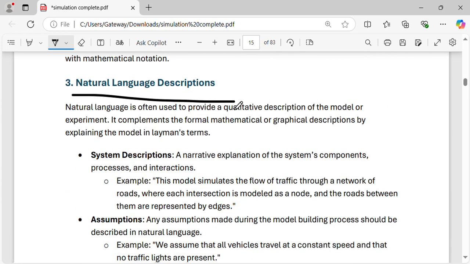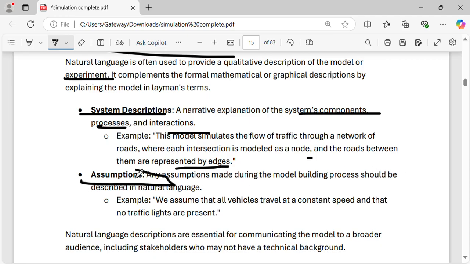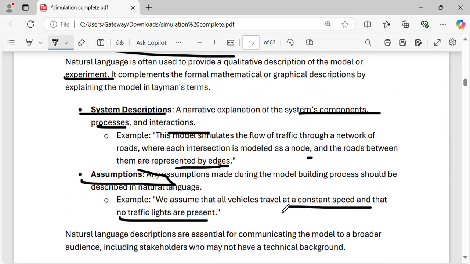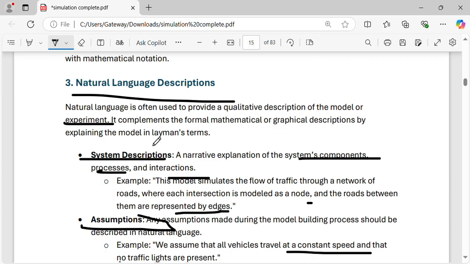Natural language descriptions, you can use system descriptions. Natural language is often used to provide a qualitative description of the model or the experiment. A system description is a narrative explanation of system components, processes, and interactions, like this: this model simulates the flow of traffic through a network of roads where each intersection is modeled as a node and the roads between them are represented by edges. Then we can make some assumptions during the system description, that we assume that all vehicles travel at a constant speed and that no traffic lights are present, right? So we use descriptive language to describe the models if we don't want to use any visual representation.